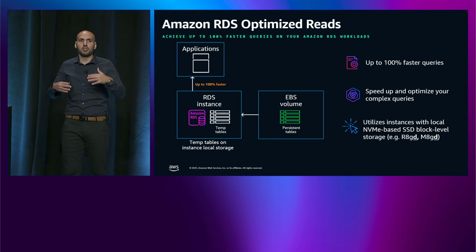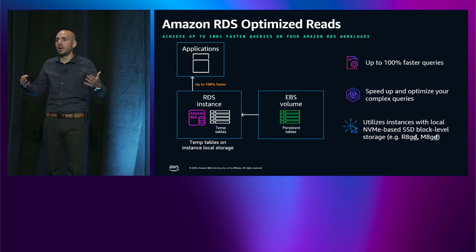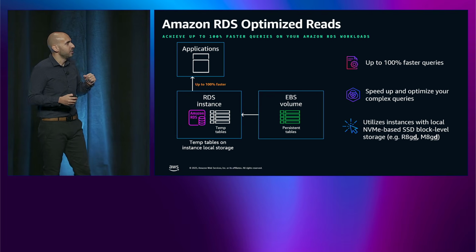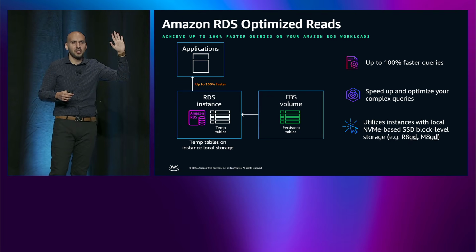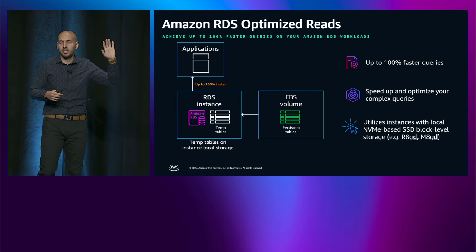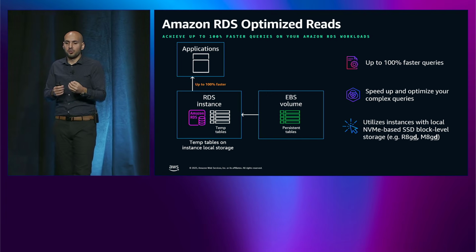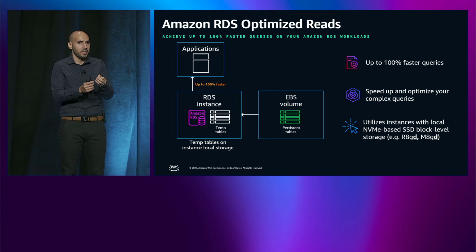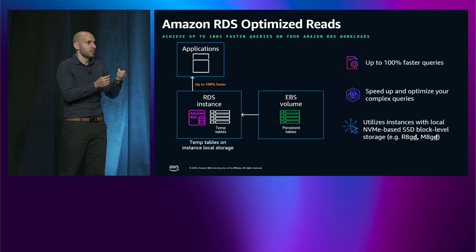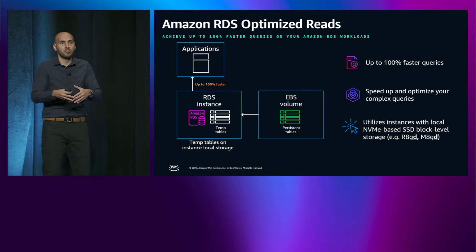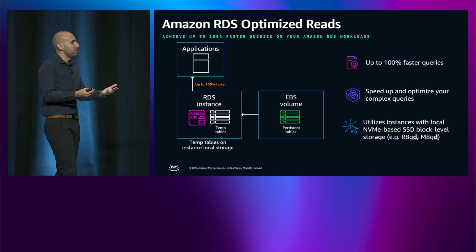Instead of just increasing to a very large instance which has a lot of memory and CPU, why not use a feature called optimized reads? Anyone here heard about optimized reads? Okay, not many. Basically, optimized reads is a feature which allows you to use local NVMe SSD to process these complex temp objects in the local NVMe SSD instead of EBS. So it provides a much faster query execution time.